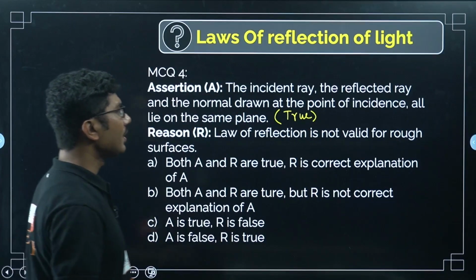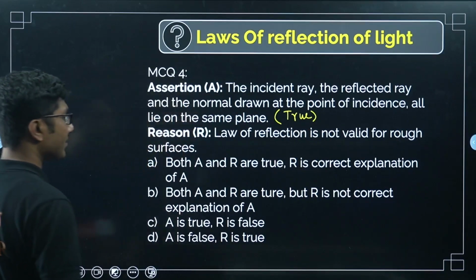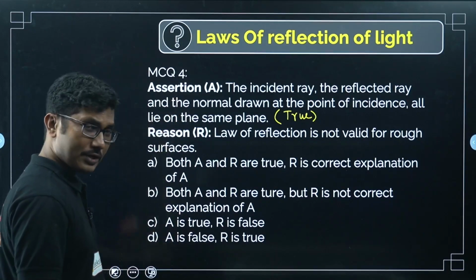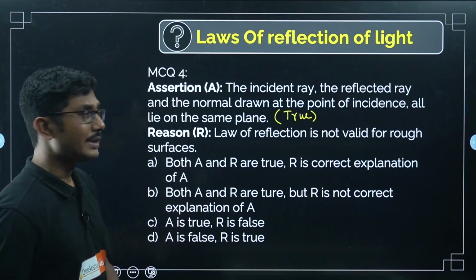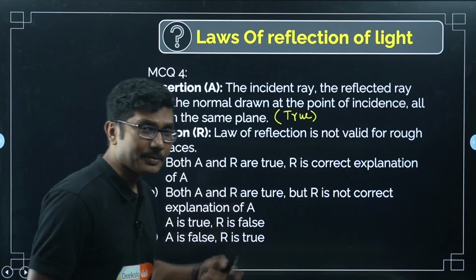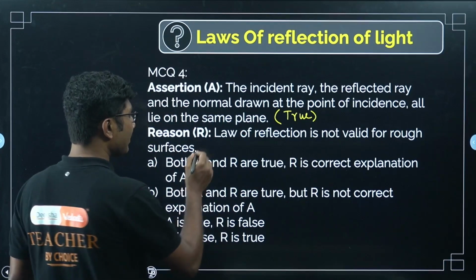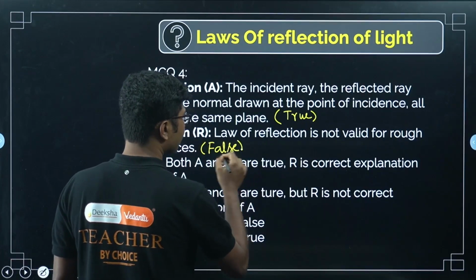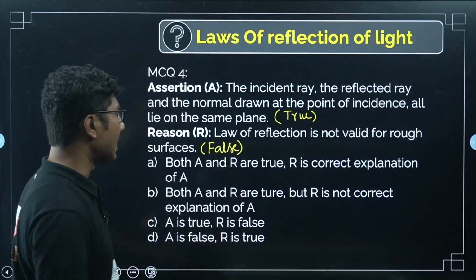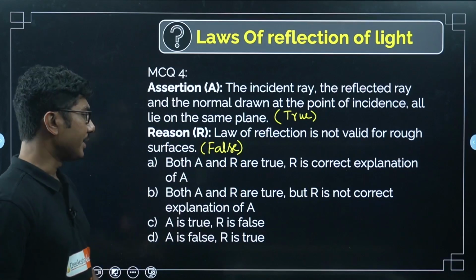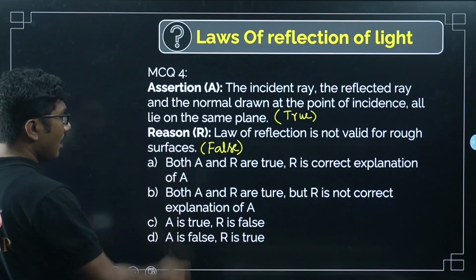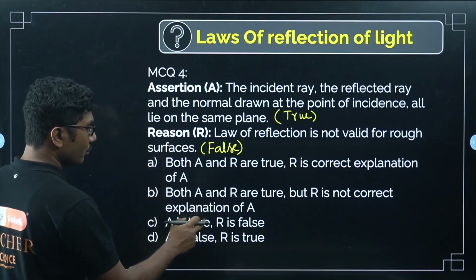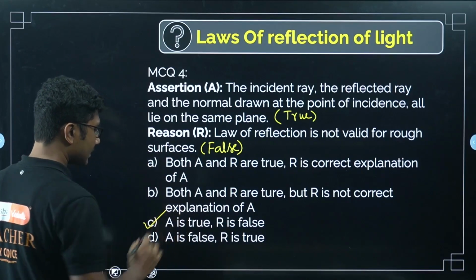Now, law of reflection is not valid for rough surfaces. First of all, is it a reason for this? Obviously no, there does not seem to be any connection between them. Now also, is it a correct statement or not? This is not a correct statement, because law of reflection is valid for all types of surfaces. So this is a false statement, right? Now if you see which one of them is correct, assertion is true, reason is false. So the correct answer is option C.